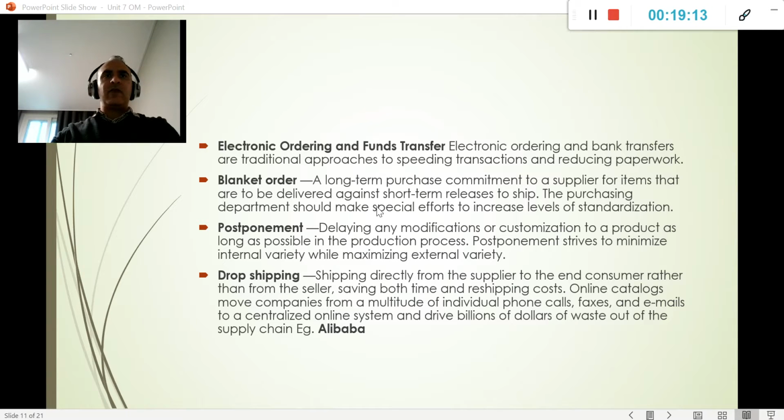The same thing with the blanket order. It's a long-term purchase commitment to a supplier for items that are to be delivered against short-term releases to ship. So in this case, we have a long-term agreement with a supplier, but on the basis that when I need something, I need it right here, right now.